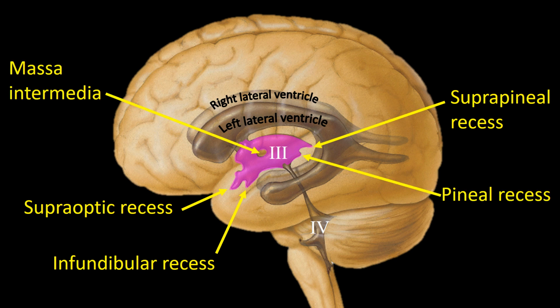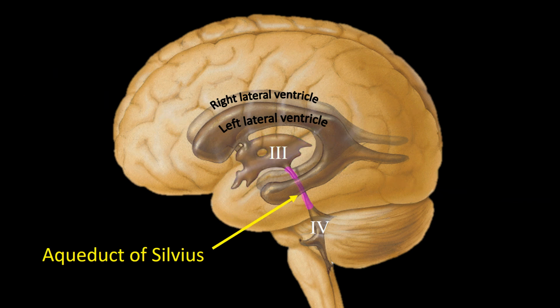The massa intermedia is a body of tissue that connects the right and the left thalamus. Next, we have the aqueduct of Sylvius. The aqueduct of Sylvius communicates the third and the fourth ventricle.